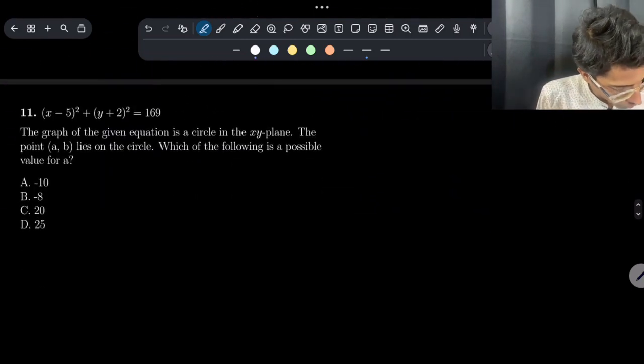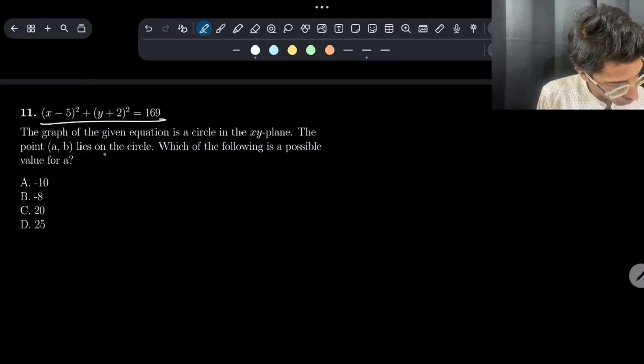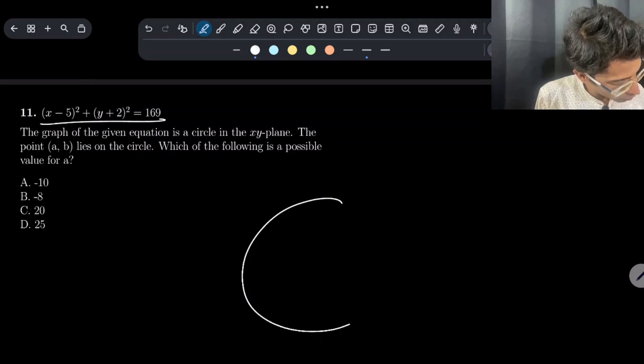11th question. This is the given equation. The graph of the given equation is a circle in the xy plane. The point A, B lies on the circle. Which of the following is a possible value for A? Okay. So what do we do here? Let's draw the circle in the first place.